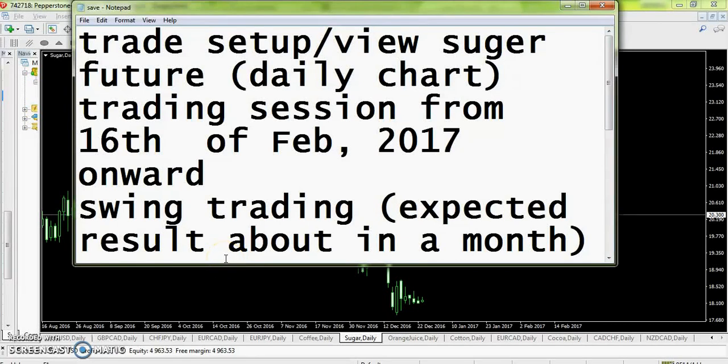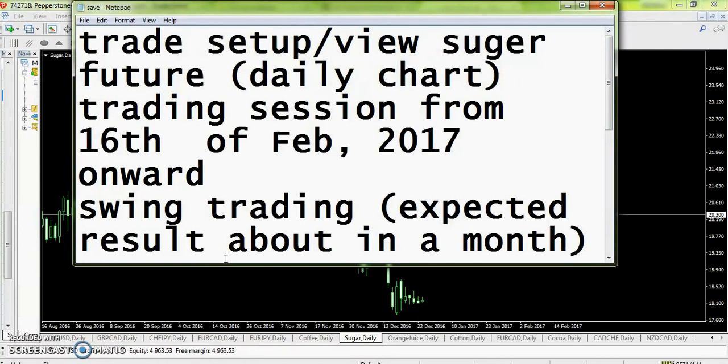This video is a trade setup view of a commodity, sugar futures. This would be applied on a daily chart and starts from the trading session right from today, which is the 16th of February 2017 onward. One can remember that this is a swing trading setup.